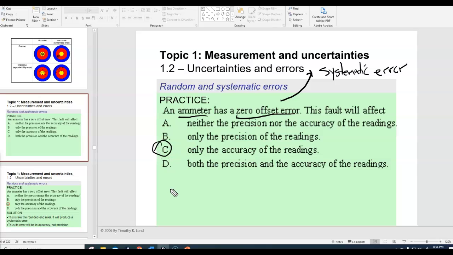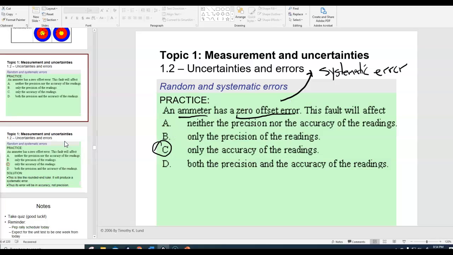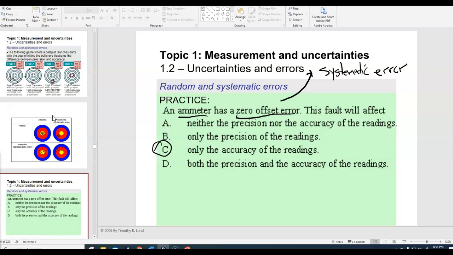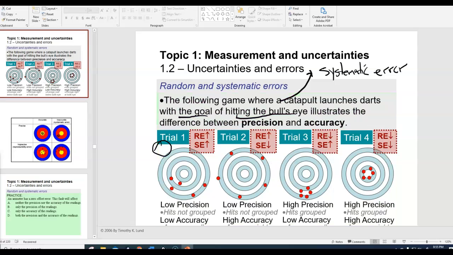Now, is it possible there's also issues with the precision? Yeah, of course. But probably not caused by the 0 offset error because that is just a systematic error. Precision would have to do more with the random errors that you might see. So pause there if you need to take a look at that some more. Please make sure that you are familiar with the difference between accuracy and precision, and that you can explain the difference between those two and what they have to do with random error versus systematic error.